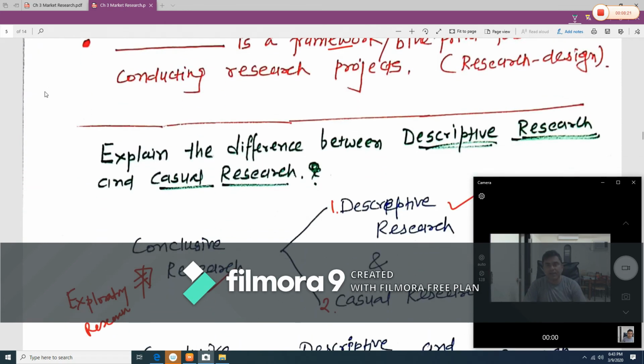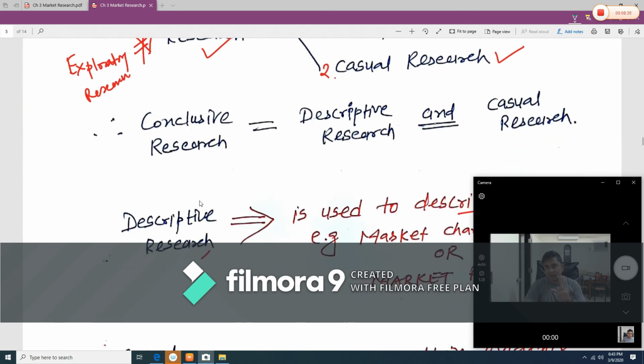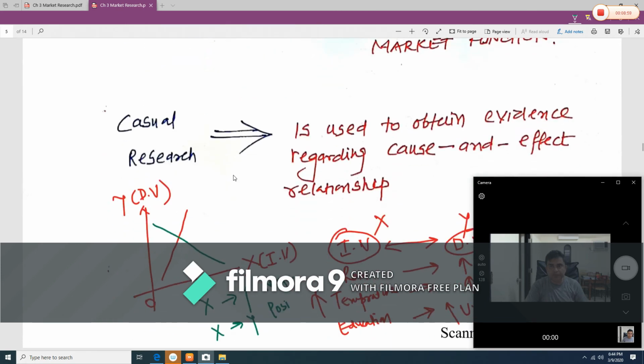Next, explain the difference between descriptive research and causal research. Conclusive research means two things: one is descriptive research and the second one is causal research. Under conclusive research, it includes both descriptive research and causal research. Descriptive research is used to describe something in much detail. So when you want to elaborate and discuss it in a much detailed way, you have to conduct descriptive research. For example, if you want to know the market characteristics or the market functions, you conduct a research which is known as descriptive research.